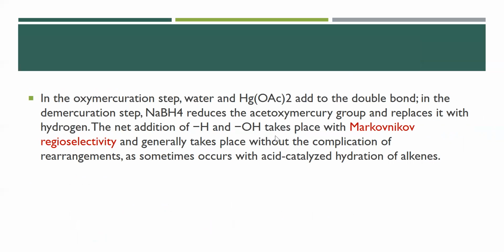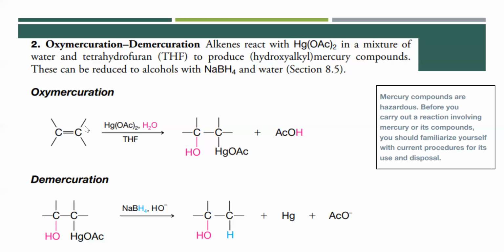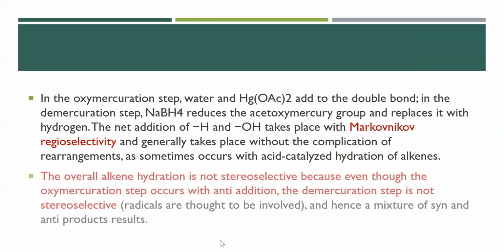The net addition of hydrogen and OH takes place with Markovnikov regioselectivity here. So if you have your alkene here, the mercury will add to the carbon containing a higher number of hydrogen, the OH will be added to the carbon containing a fewer number of hydrogen, and the net product follows the Markovnikov rule, with the carbon containing a higher number of hydrogen having hydrogen added to it. In the first step, it is the mercury acetate being added to the carbon containing a higher number of hydrogen before you get your final product. So you just have to note that.